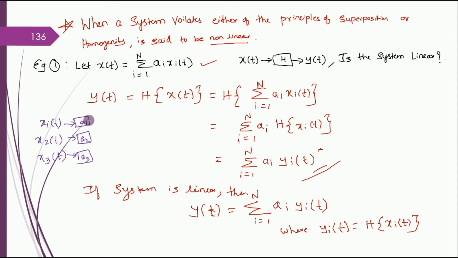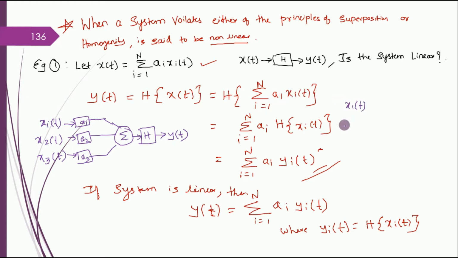So after scaling, what I do is I add all these things. Summation, for superposition. If I add it, what do I get? I get a composite signal. Now I apply it to the system, so it will result in y of t. This is the first case. The second case being, I'll write it here.